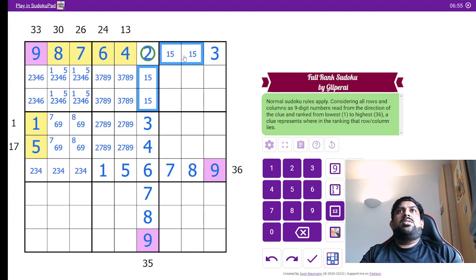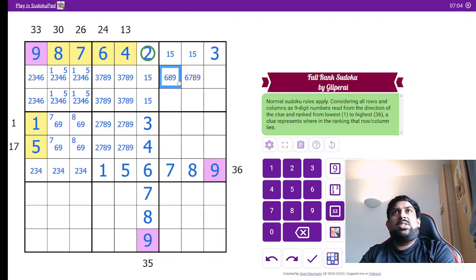Okay, great. This is 1, 5 and we know the next digit corresponding to 1 or 5 should be 6 or bigger: 6, 7, 8, 9. So let's remove 7 from here. Let's remove it from here. Perfect.